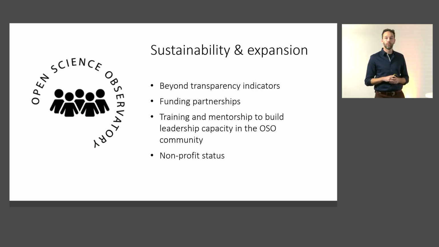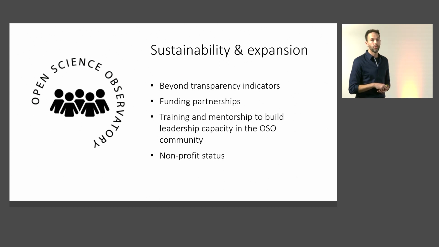So I'll wrap up now with a few final words. So we've been thinking carefully about the future of the Open Science Observatory in terms of both its sustainability and possible expansion. So if we have capacity, we can start to monitor other information beyond transparency, like indicators of research quality and bias. We're also going to seek to develop funding partnerships with organizations like academic publishers that use our platform to track their progress towards their own institutional goals.